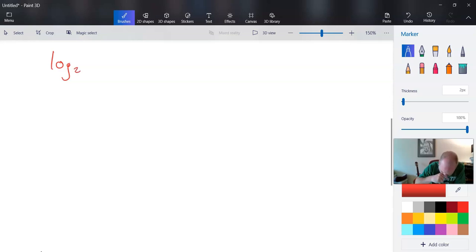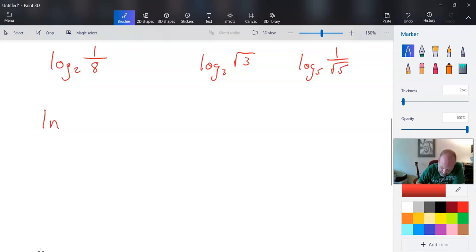Log base 2 of 1/8, log base 3 of the square root of 3, log base 5 of 1 over the square root of 5, the natural log of e to the 1/5 power, and e to the natural log of 1 plus x. Okay, so I put a whole bunch of stuff in there.